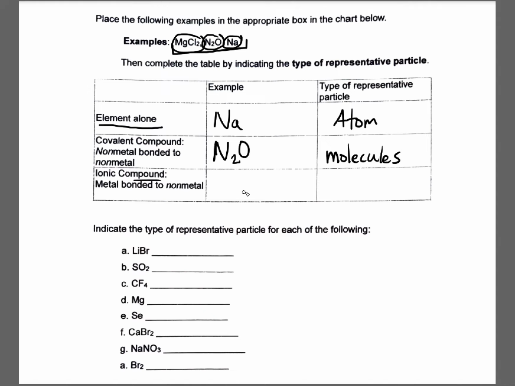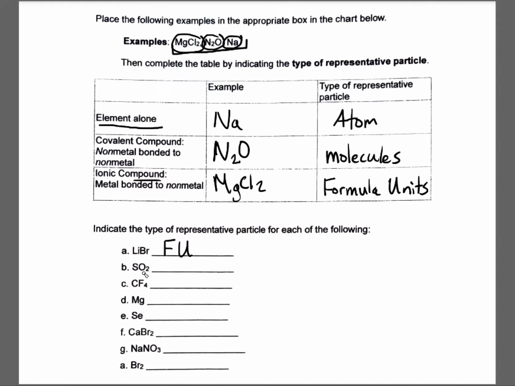And then for the ionic one, where it's a metal bonded to a nonmetal, that's MgCl2, which is magnesium chloride. And if I'm dealing with magnesium chloride, that means I'm dealing with formula units of magnesium chloride. We should be able to tell what we're dealing with, atoms, molecules, or formula units, just based on what the formula is. Remember, as soon as I see a metal at the front, I know it's ionic. And if I know it's ionic, I know it's formula units. I'm just going to abbreviate it, FU, formula units.